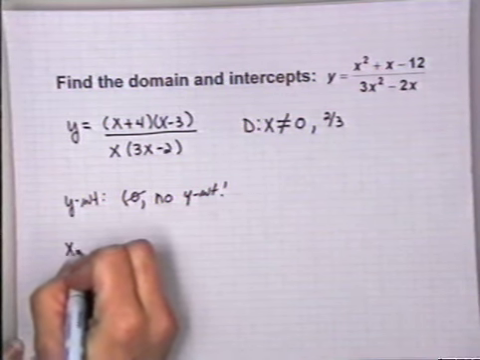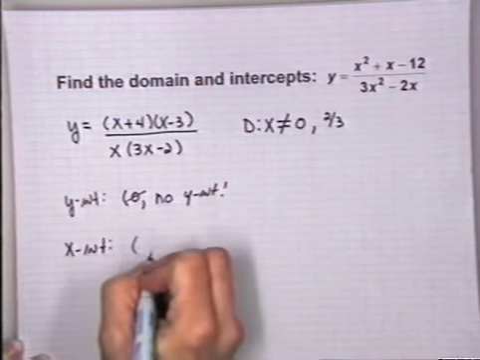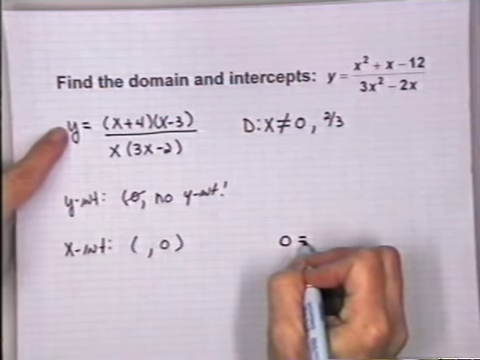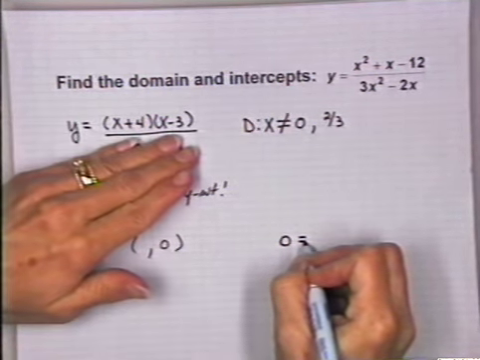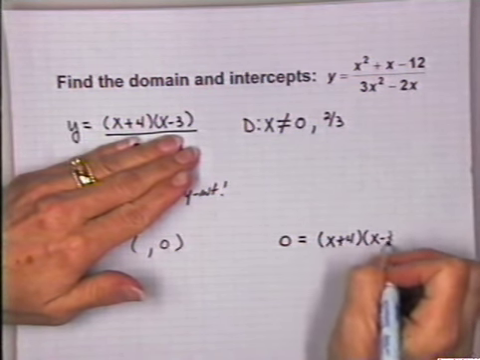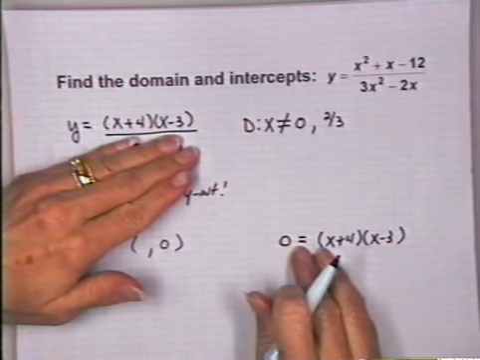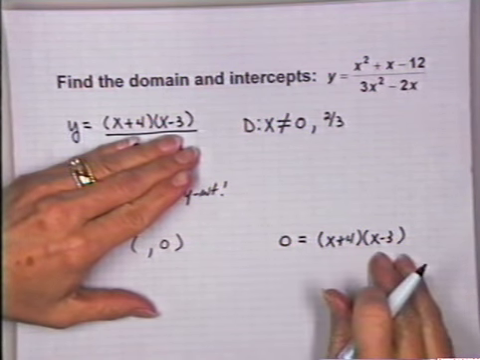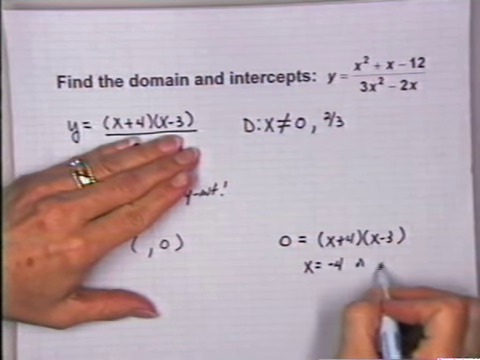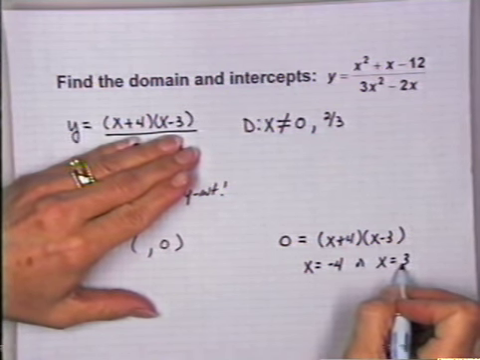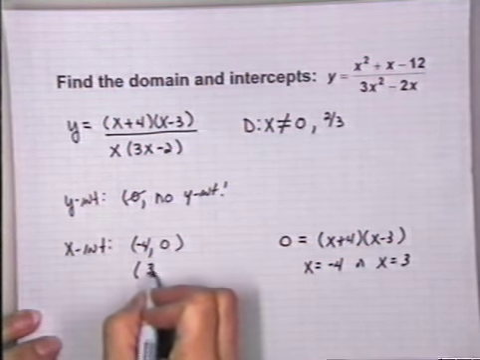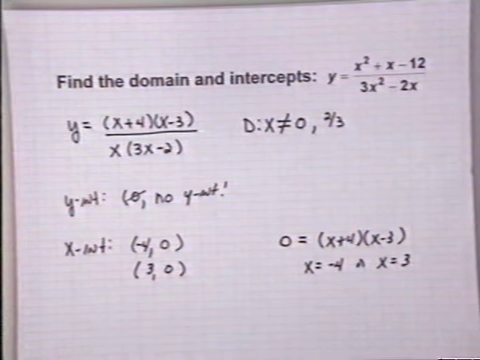Now, to get x-intercepts, we're going to choose y to be 0. Remember, if we let y be 0, it's the numerator that must be 0. That's one reason I wanted to factor that numerator a while ago. If the numerator is 0 and I already have it factored, then it's obvious that x is either negative 4 or positive 3. So I have two x-intercepts: negative 4, 0, and positive 3, 0.